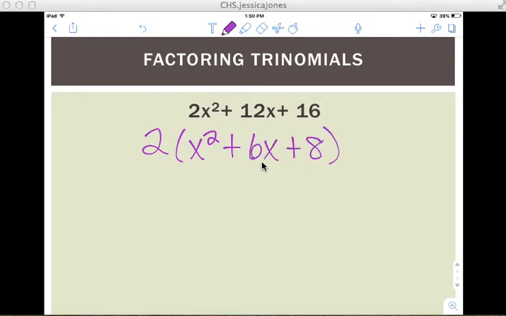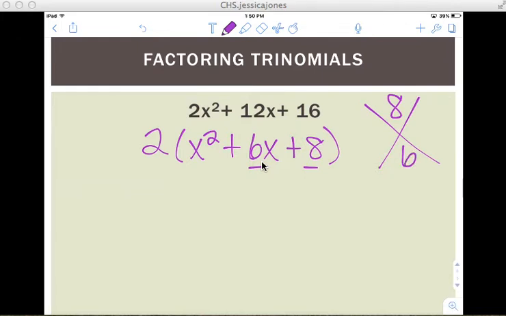For right now, I'm going to ignore that 2. I'm not using that 2 for right now. It's out of the problem. Now I'm looking at 8 and 6. I'm finding 2 numbers that multiply to give me 8 and add to give me 6.